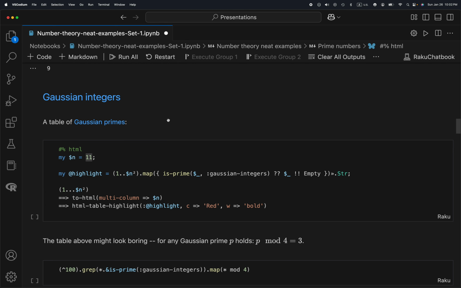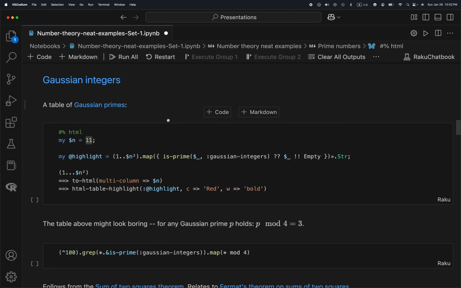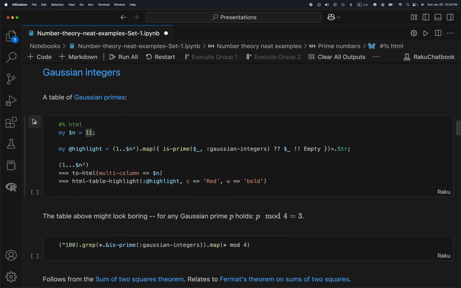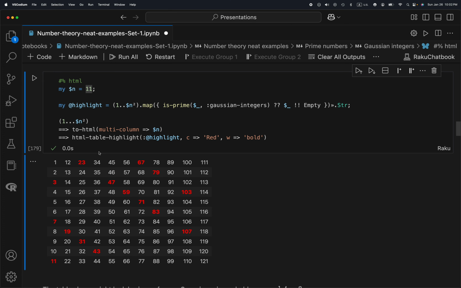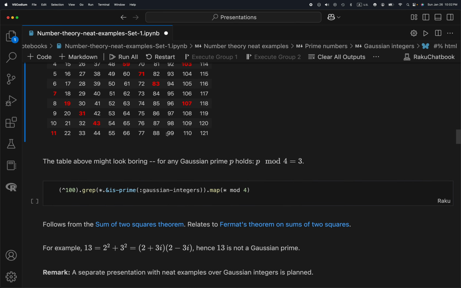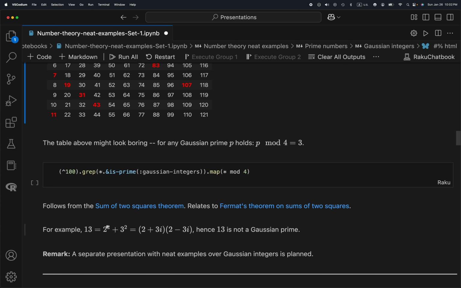Is-prime is extended in this Math::NumberTheory package to work with Gaussian integers. Gaussian integers are complex numbers in which both the real and the imaginary part are integers. And so here I have highlighted the real primes, which are actually Gaussian primes. So not all primes are Gaussian primes. You can see it here.